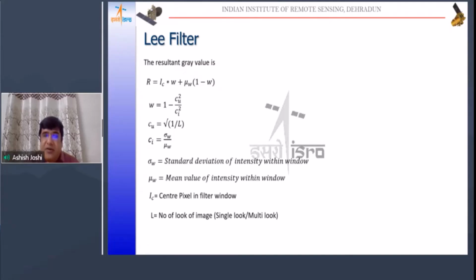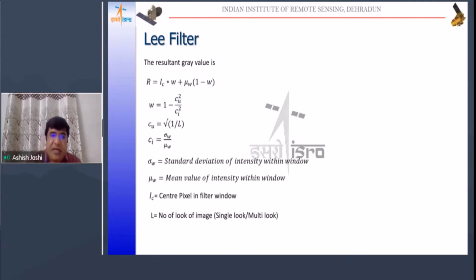So this is the basic formula for every type of filter. We have to find the weight differently: in the Lee filter, the weight is found with one mathematical formulation, in the Kuan filter differently, and in the Gamma map differently. So the basic difference is the calculation of the weights. This is the Lee filter.